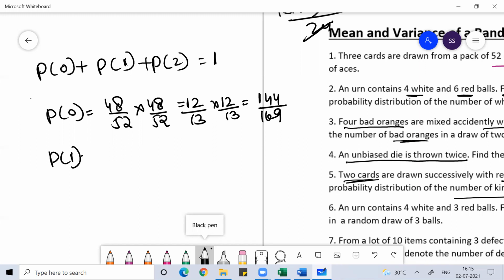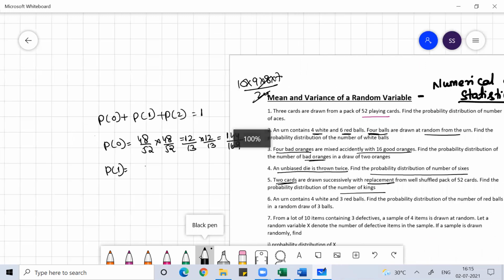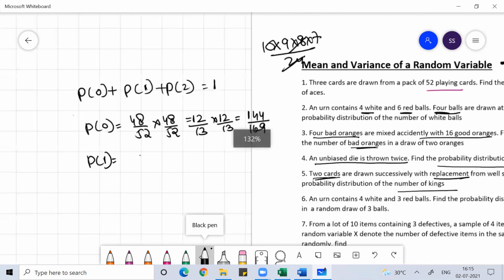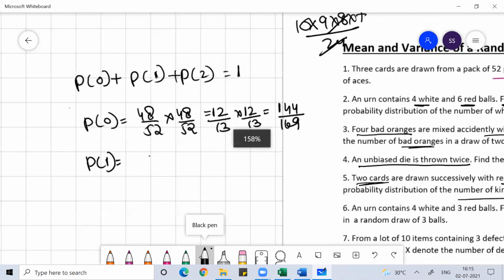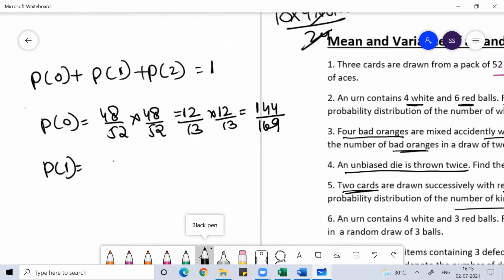Probability of getting one king. Here, probability of getting one king: it can be that the first card is king, so that will be 4 by 52.